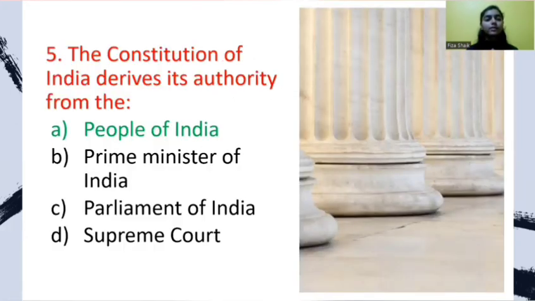Question number 5. The Constitution of India derives its authority from the option A, People of India, option B, Prime Minister of India, option C, Parliament of India, and option D, Supreme Court. The Constitution of India derives its authority from the people of India.